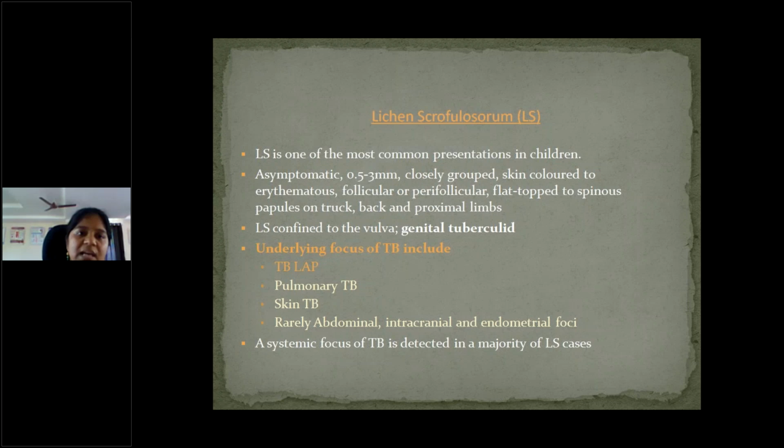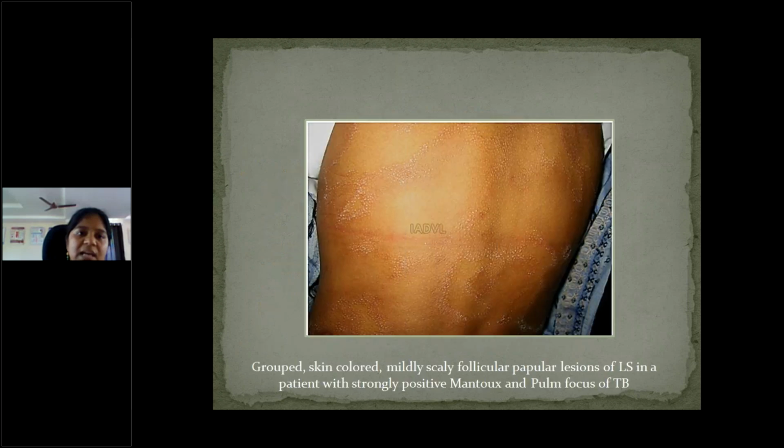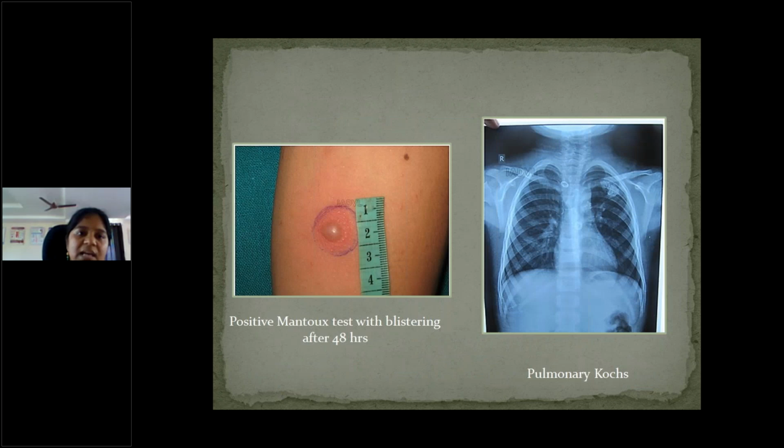See in this picture, it doesn't look anything like the previous picture. So this is very grouped, skin colored, mildly scaly follicular papules present in a patient. Here the Mantoux should be highly positive with a pulmonary focus of TB. Positive Mantoux test, and in the same patient's chest you can see the lesion.